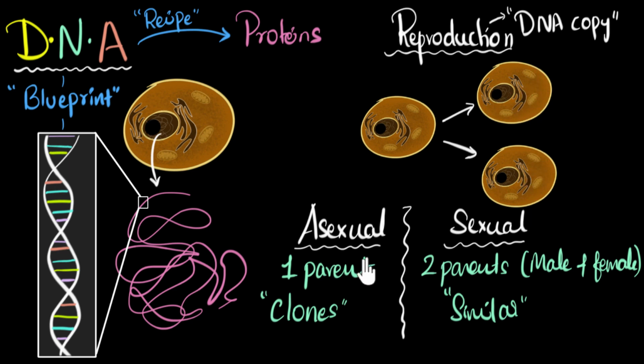And then finally, if we have just one parent involved in reproduction, we will say it's an asexual reproduction, where the offsprings are clones of the parents because they have the exact same DNA as that of the parent. And if we have two parents involved in the reproduction, we call it sexual reproduction. Over here, the offsprings are not clones. They look similar, but not exactly the same, because their DNA is a combination of the DNA of the father and the mother.